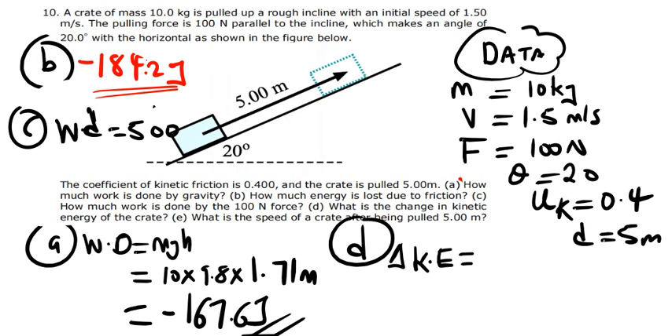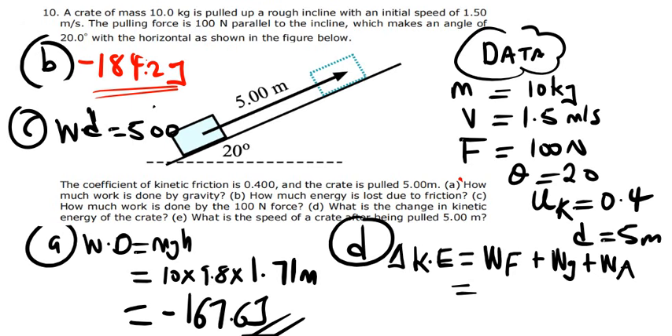So we are going to have the work done by friction plus the work done by gravity plus the work done that was applied. Those will be the change in kinetic energy. So what are we going to have? The work that was done by friction.